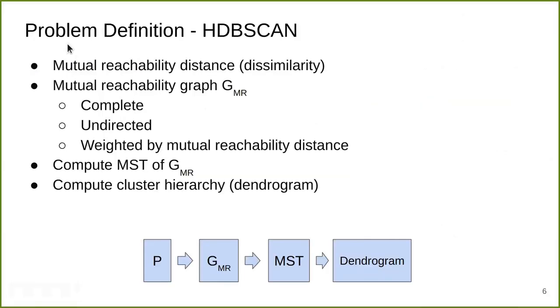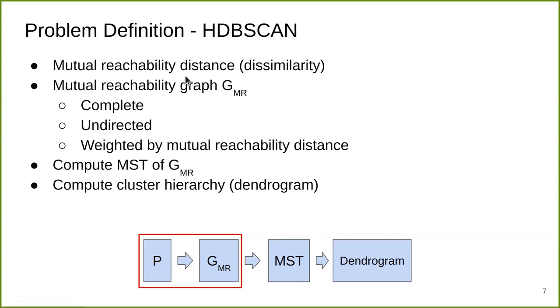So here's the problem definition of HDBSCAN. Like other hierarchical clustering problems, first we need a measure of dissimilarity between any pair of objects. For HDBSCAN, this is called the mutual reachability distance. With the mutual reachability distance, we can construct a graph which is complete and undirected, where we add one edge between every pair of objects, weighted by the dissimilarity measure. Then with this graph, we can further compute its MST, and from the MST, we compute the dendrogram, which is the cluster hierarchy. Let's start with the first step, which is converting the dataset into a graph.